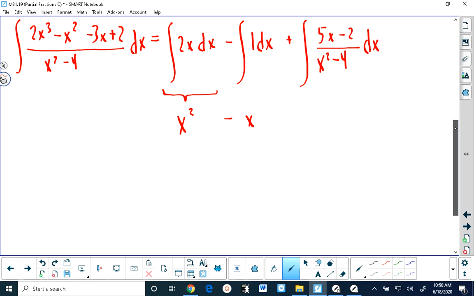Plus we have this last integral, and when you look at this last integral, you notice that it's a rational integrand where the degree in the numerator is 1 and the degree in the denominator is 2, and to boot, the bottom is factorable into linear factors. And that means that this last integral is going to be found using partial fractions.